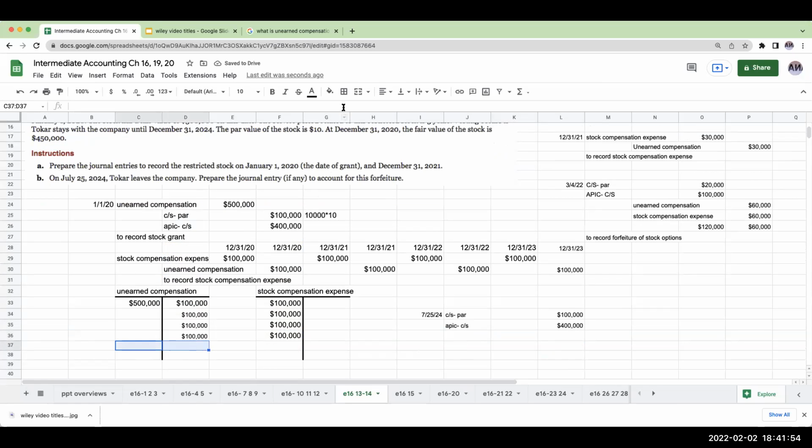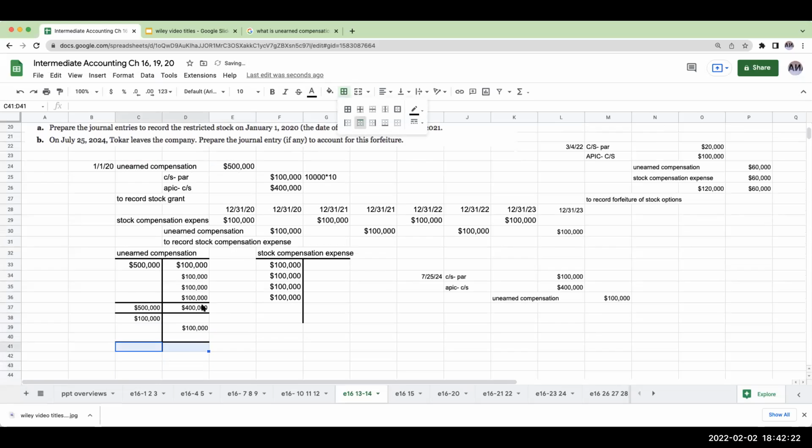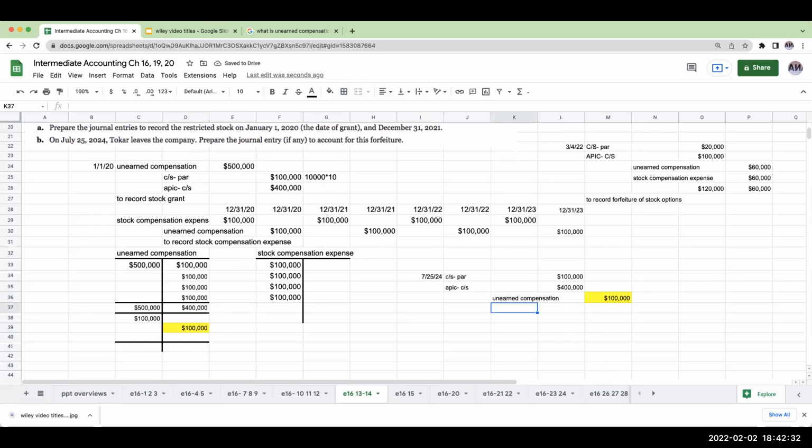Now, the other thing we have to do is with unearned compensation. There's the final year that has not yet been earned. So I'm going to credit unearned compensation because I have to zero this account out. So this has to go down to 0. Now, the other question is, how do we get this to balance? And this is what I do not like about these questions. We're now going to credit stock compensation expense for 400,000.